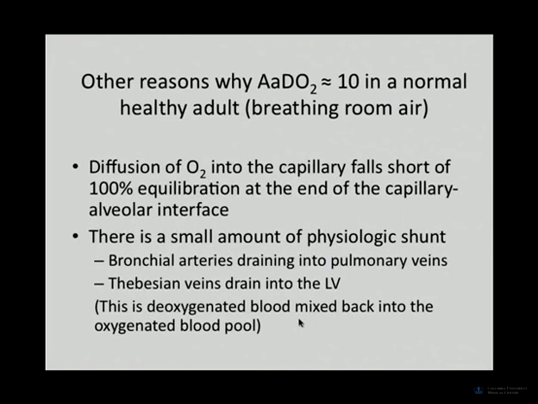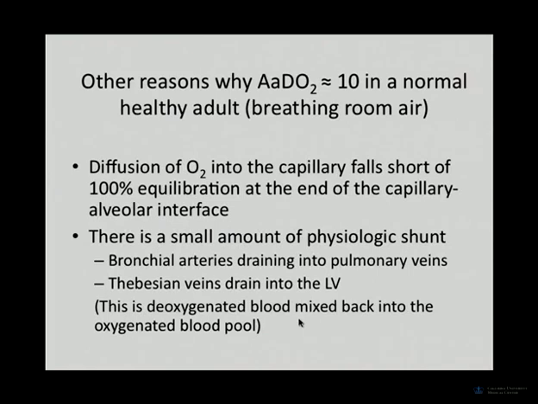All right, now that's a little bit of an oversimplification. There are a couple other reasons why we get an AA gradient in a normal healthy person of 10. As Dr. Atkinson said, diffusion isn't absolutely 100% perfect across the alveolar capillary membrane. There is a tiny little bit of shunt flow, and we'll hear more about shunt flow in a second, but there's some veins that actually never make it to the lungs and bypass the lungs completely and dump a little bit of deoxygenated blood back into the final pool. There's some bronchial arteries that do the same thing.